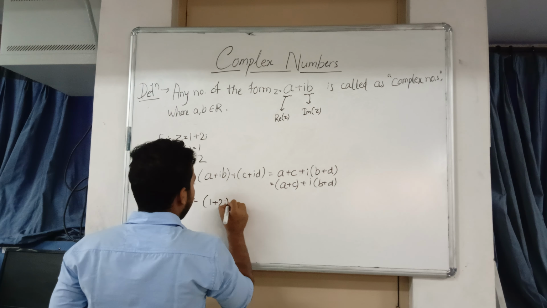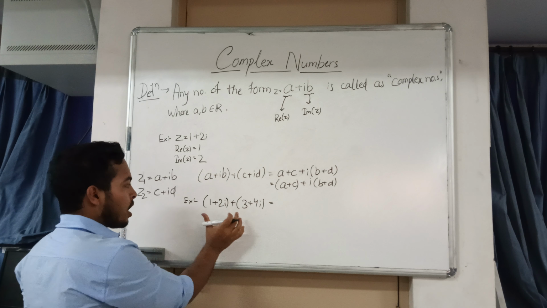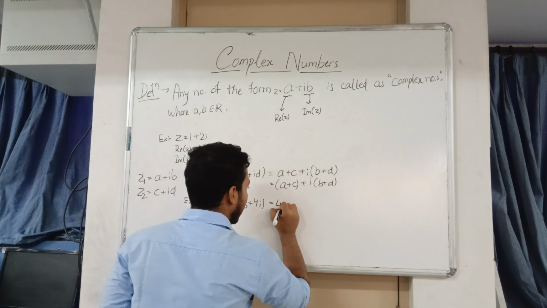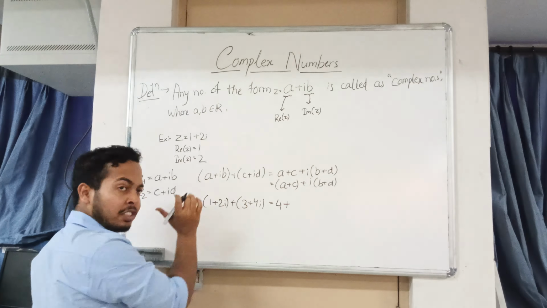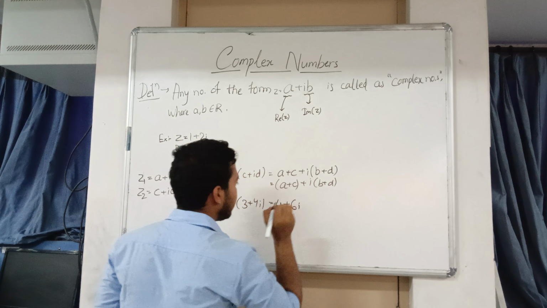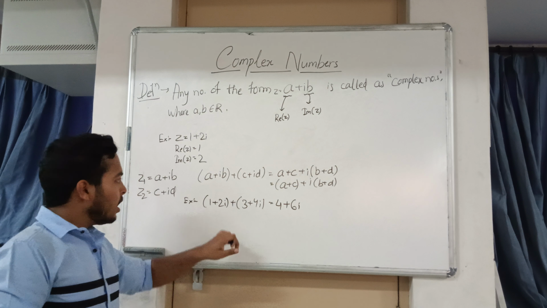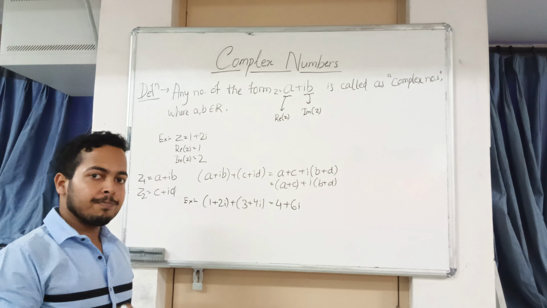(1 + 2i) + (3 + 4i) is equal to the sum of the real parts, that is 1 plus 3, which is 4, plus i times the sum of the imaginary parts, that is 2 plus 4, which is 6. So the sum would be 4 + 6i. Again, the sum of two complex numbers comes out to be a complex number.